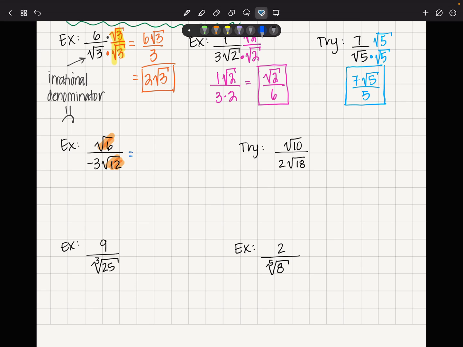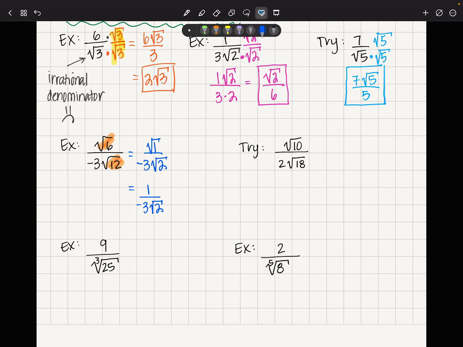So this is going to be the square root of 1 over negative 3 times the square root of 2. So the square root of 6 over the square root of 12 became 1 over the square root of 2. And I say 1 because the square root of 1 is just 1. So 1 over negative 3 times the square root of 2.